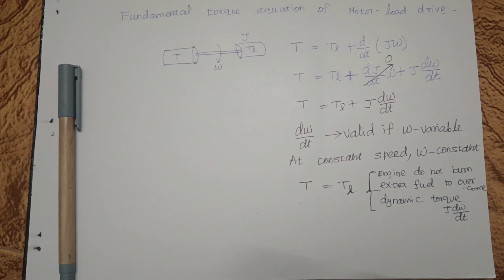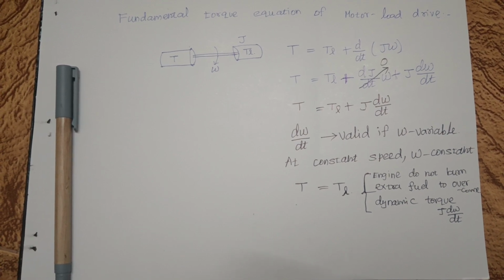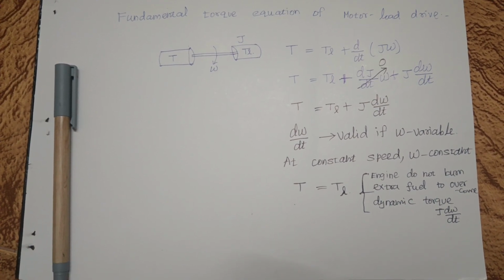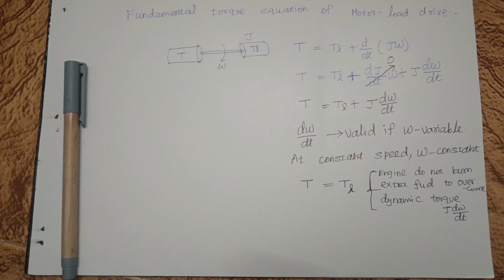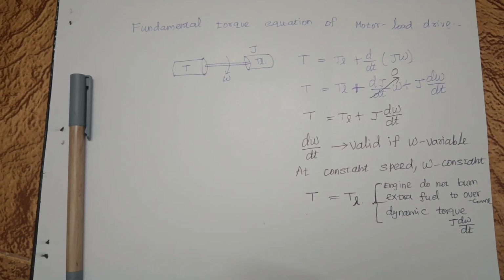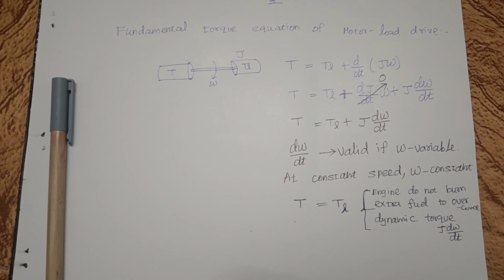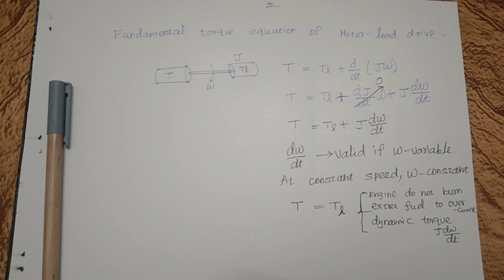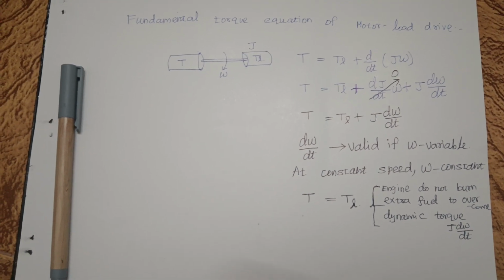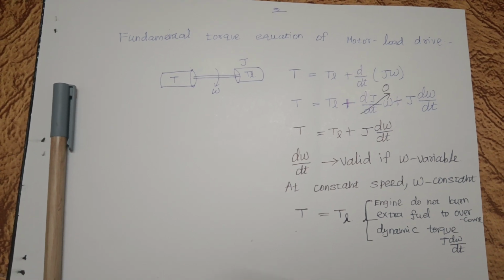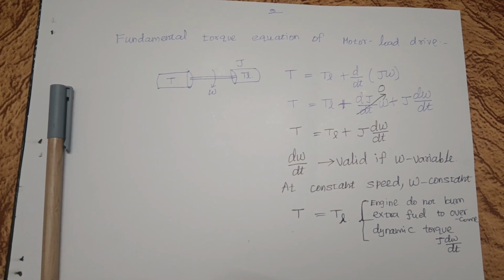so that your engine does not burn extra fuel to overcome the dynamic torque J into d omega by dt, because it becomes 0. If it is a fuel vehicle, the same thing is applicable for an electric vehicle also. If it is an electric vehicle, your drive motor will not take any additional current from the source in order to overcome the dynamic torque J into d omega by dt. That's why people insist that you maintain constant speed to reduce fuel consumption.